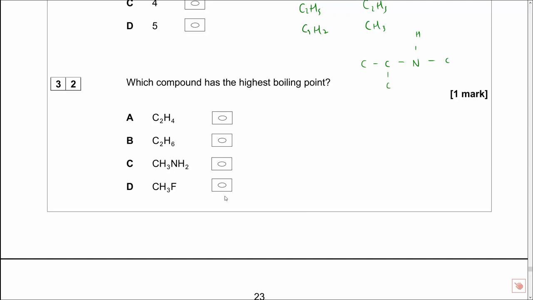Which compound has the highest boiling point? Straight away I'm thinking this one, because it's got hydrogen bonding. This one has no hydrogen bonding. You might think, oh, it's got hydrogen bonding, but it hasn't, because it's not bonded directly to the hydrogen. It's bonded to the carbon. Therefore, not hydrogen bonding. This one's going to have the highest boiling point.